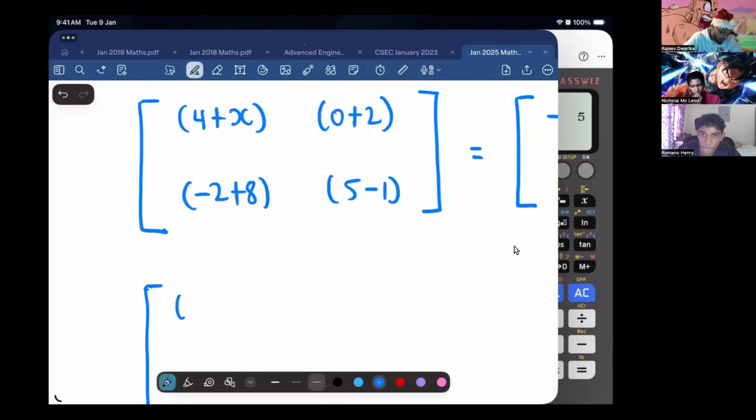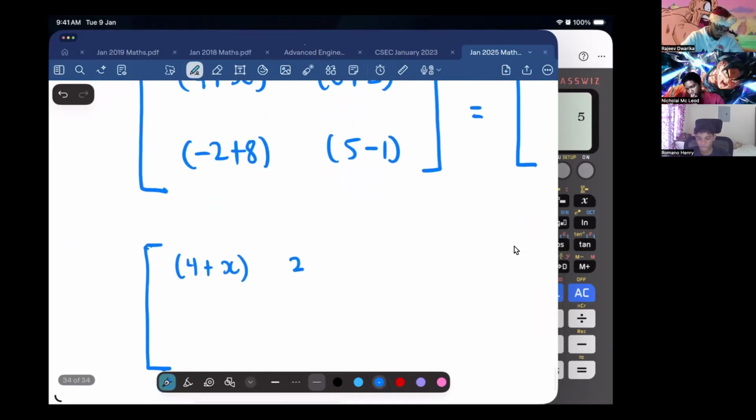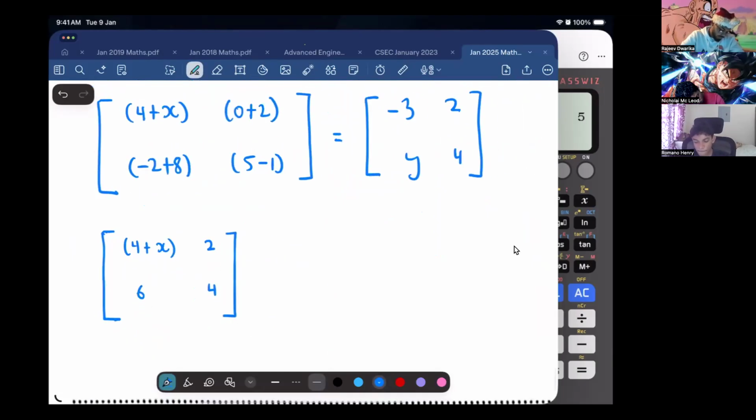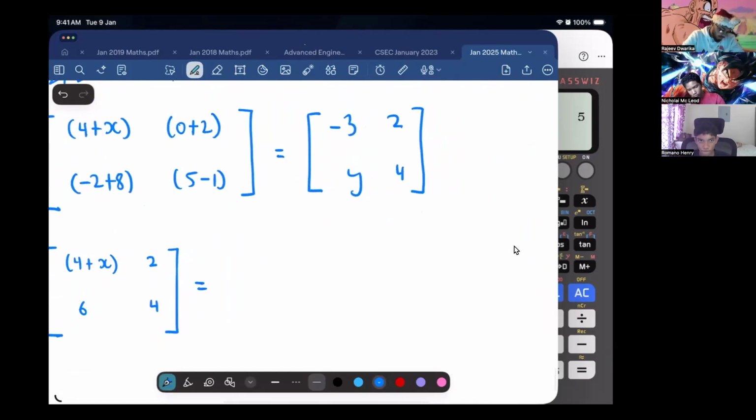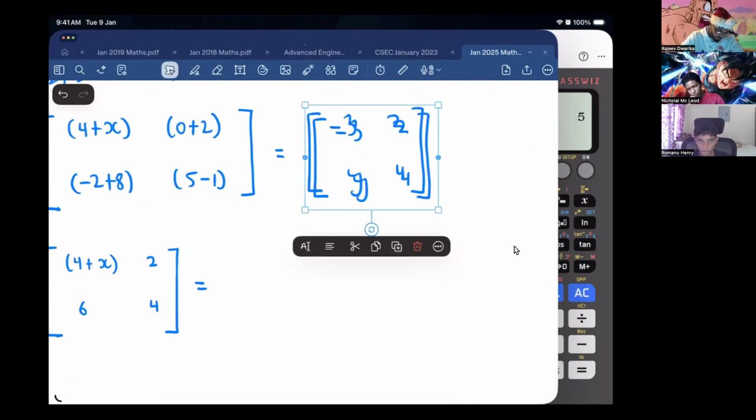So I'm going to leave it as 4 plus x. What's 0 plus 2? 2. What is minus 2 plus 8? 6. What is 5 minus 1? 4. And that would be equal to this.